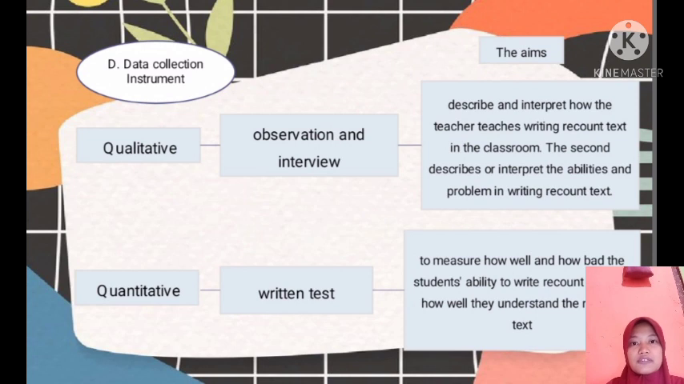And for the data collection instrument, the researcher uses two methods. It is qualitative and quantitative. In quantitative, the researcher used the writing test. The aim of using the writing test is because the researcher wants to measure how well and how badly the students are able to write recount text and how well they understand the recount text. So in data collection, the researcher uses two kinds of data, qualitative and quantitative.